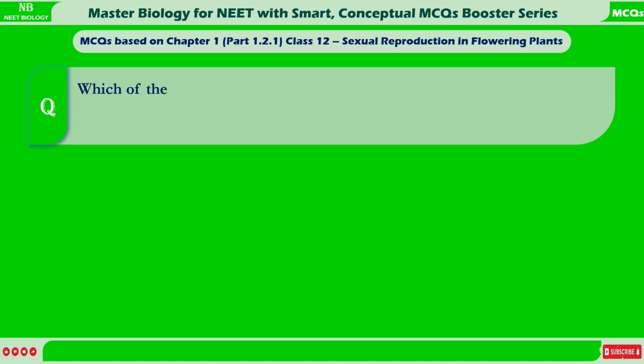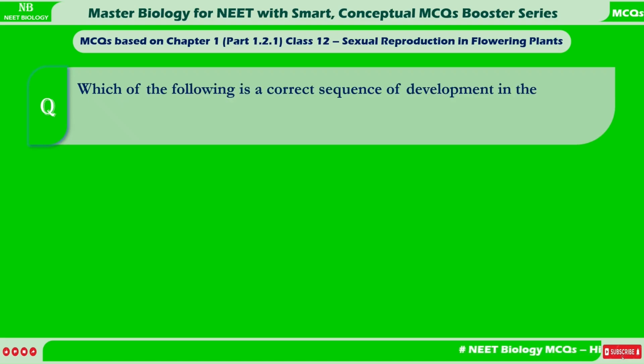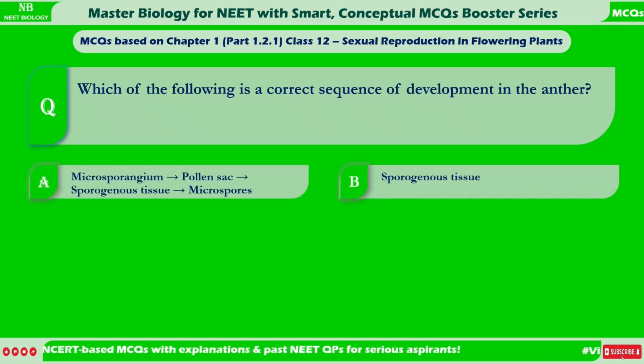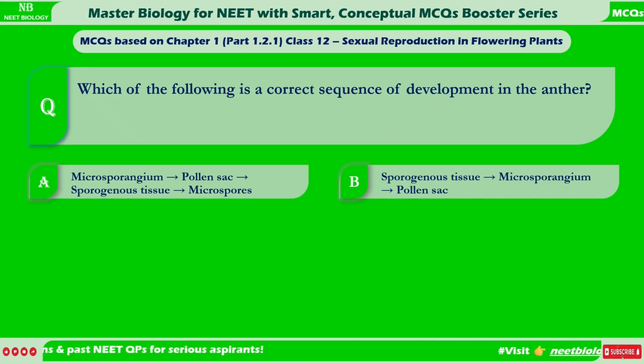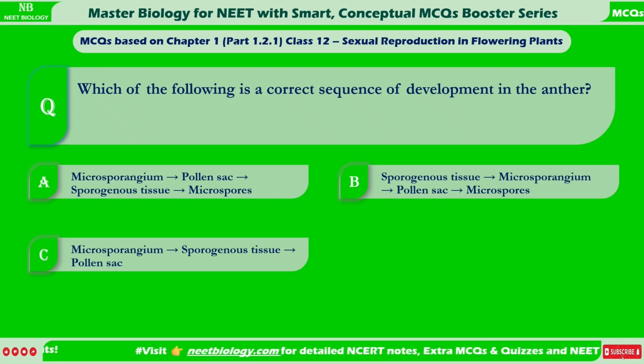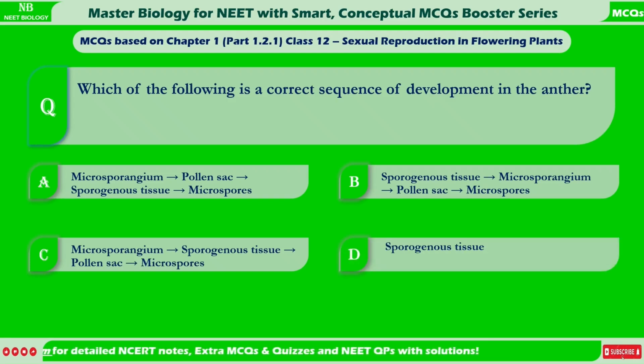Which of the following is a correct sequence of development in the anther? A. Microsporangium, pollen sac, sporogenous tissue, microspores. B. Sporogenous tissue, microsporangium, pollen sac, microspores. C. Microsporangium, sporogenous tissue, pollen sac, microspores. D. Sporogenous tissue, pollen sac, microsporangium, microspores.